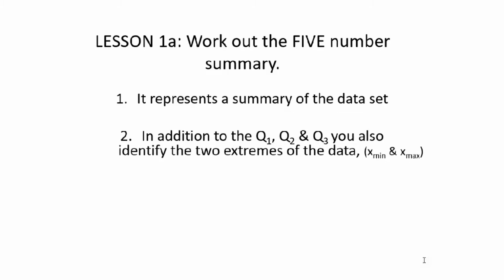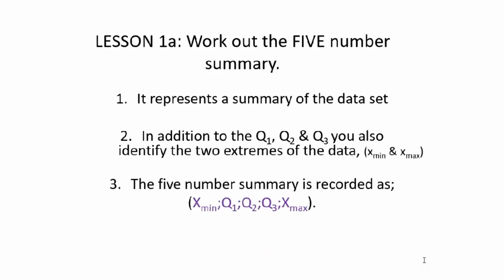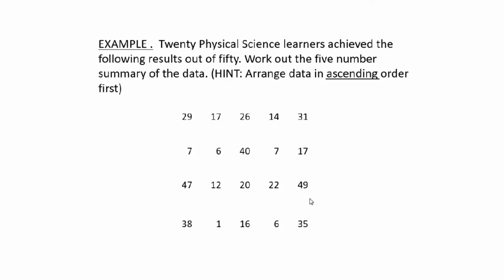Basically, we are looking at the lower quartile, Q1, the middle quartile, Q2, and the upper quartile, Q3, as well as the minimum value and the maximum value. The 5-number summary is recorded as shown here in this particular order, with the minimum value starting, followed by Q1, then Q2, then Q3, and then the maximum value. And they are all bound in these brackets. Let's look at an example.